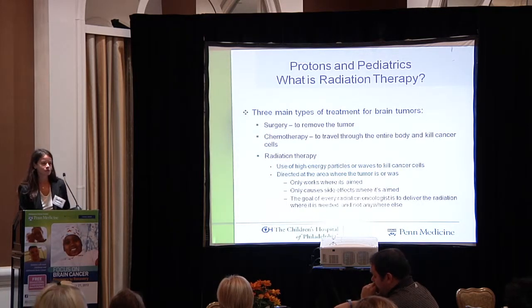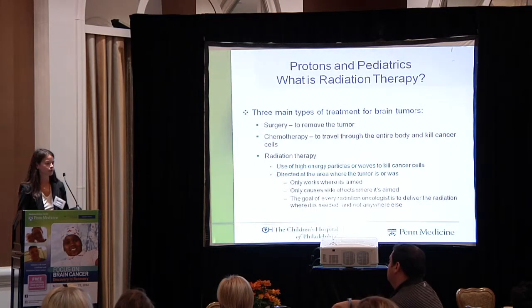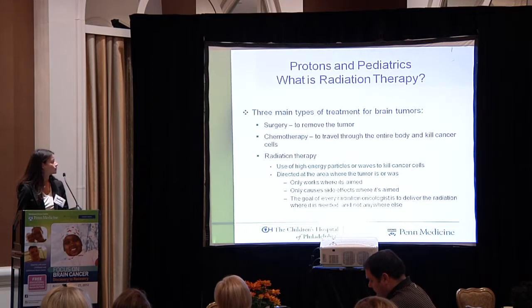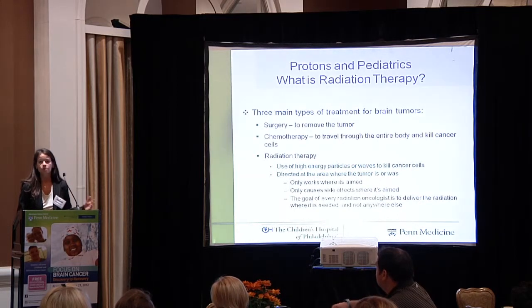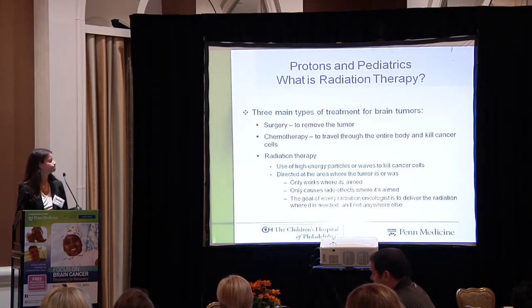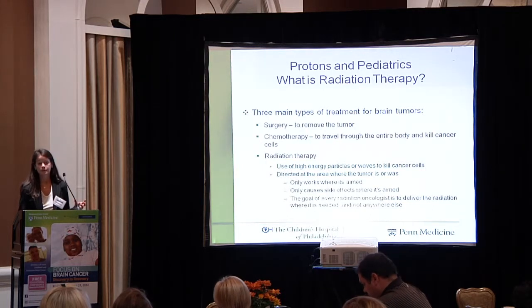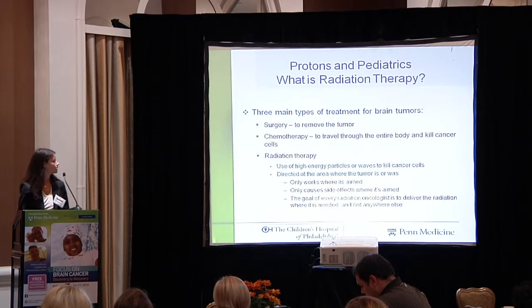As we've talked about today, there are three basic types of treatment that we use to treat brain tumors in children, and actually that we use to treat cancer globally. Those are surgery, which is usually done to remove a tumor or part of a tumor. Chemotherapy, which is basically a global word for drug therapy that travels throughout the body, killing cancer cells both where we can see them and where we can't. And then radiation therapy, which is the use of high energy particles and waves to kill cancer cells.